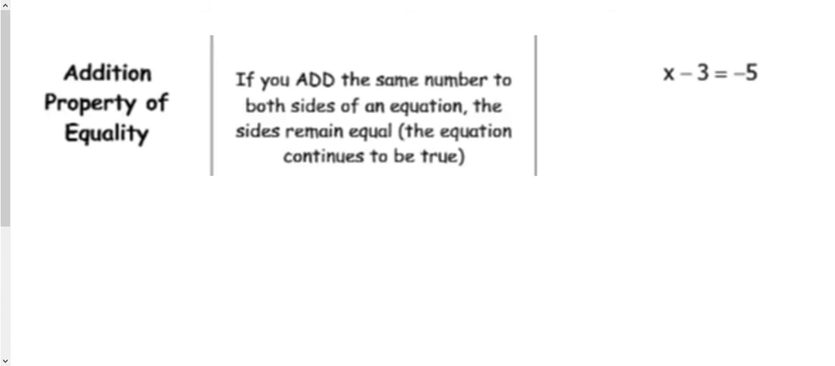The first property is the addition property of equality. If you add the same number to both sides of an equation, the sides remain equal. The equation continues to be true. So our first equation here is x minus 3 is equal to negative 5. In order to solve for x, we're going to add 3 to both sides. X is equal to negative 2. So we just used the addition property of equality. We added the same value to both sides of an equation.